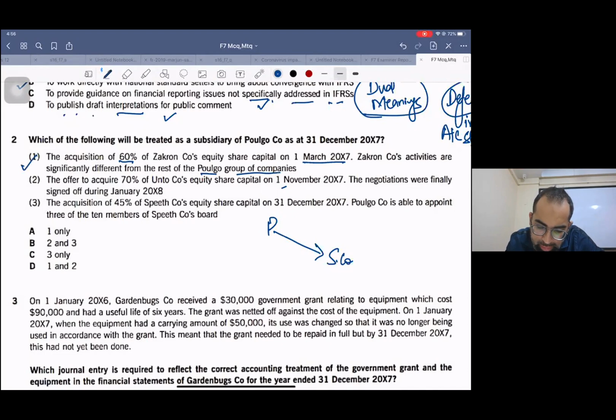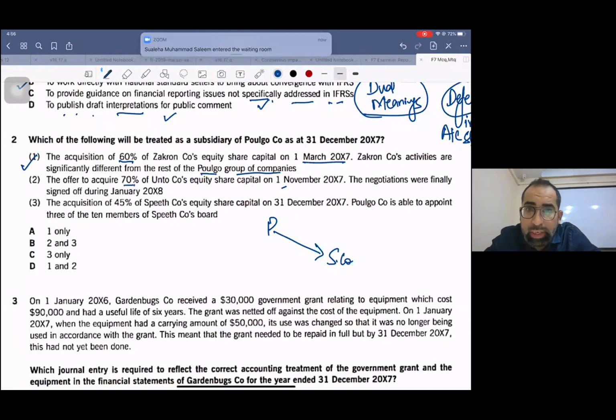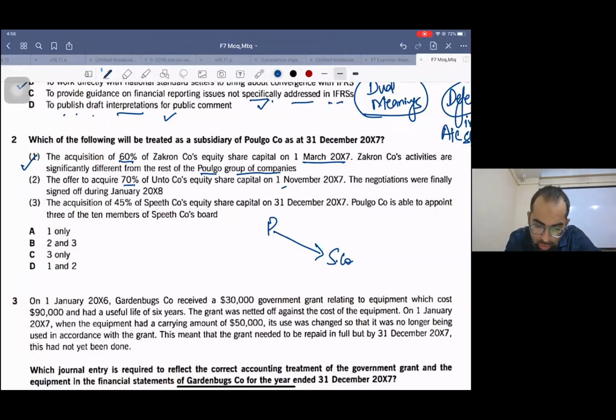Yes, it's your subsidiary. Number two, the offer to acquire 70%: it's just an offer, dear student. The offer to acquire 70% of Unto company's equity share capital on 1st November X7. The negotiations were finally signed off in January X8. No. I hope you have done IAS 10 from the book. If the takeover happens after the year end, it's a non-adjusting event.